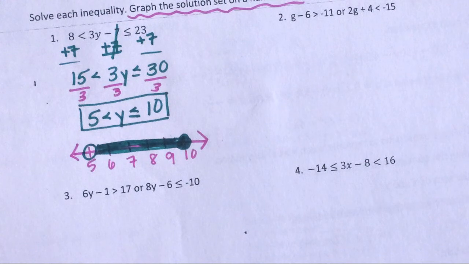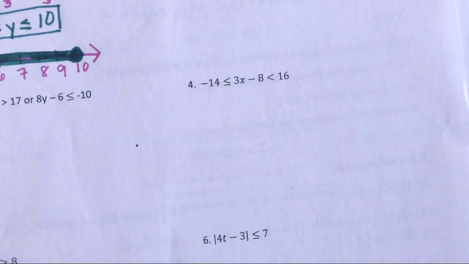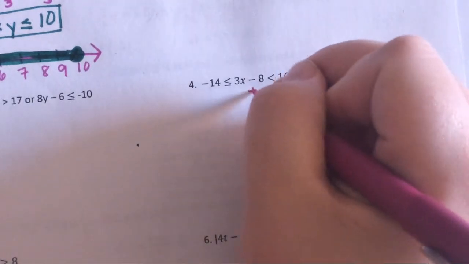Okay, I'm going to skip around. Are there any questions about number 1? Let's go to number 4. First thing we're going to do on number 4, let's add 8 to everybody.